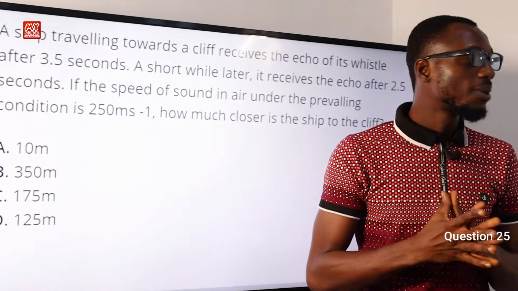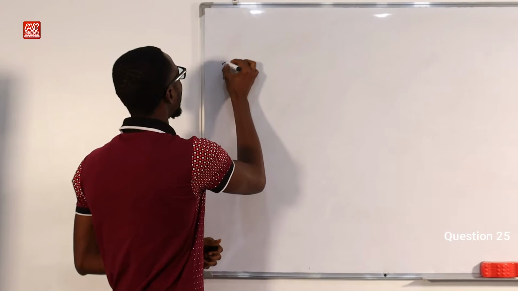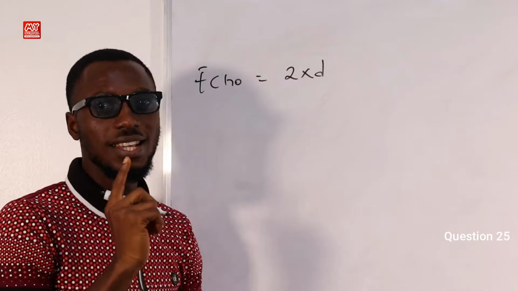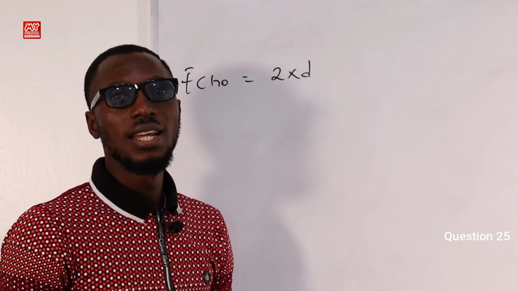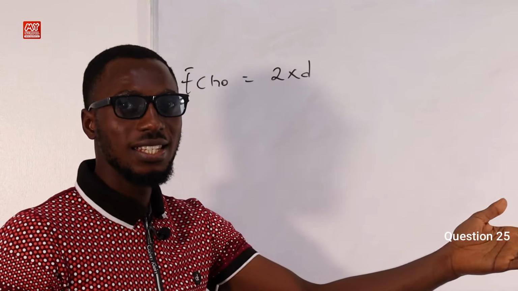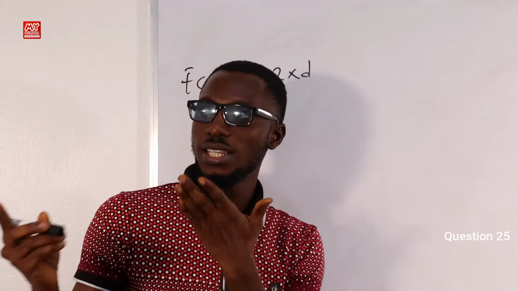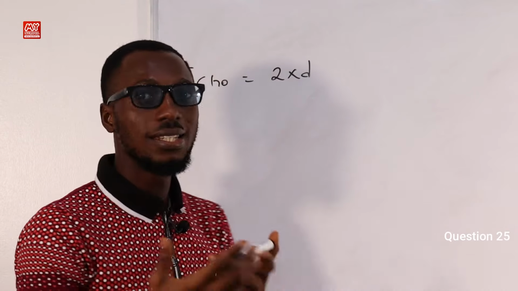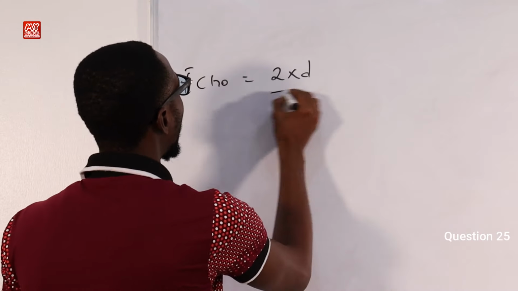So we are talking about echo in this question. You should remember that echo equals 2 times the distance it takes the sound to travel towards the particular point you are sending it and for it to return back. In this case, we're talking about a cliff. We say the ship receives the echo of a whistle after 3.5 seconds. So how close is the ship to the cliff now over the time?